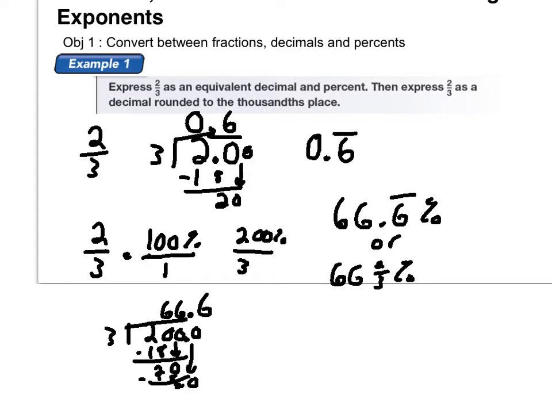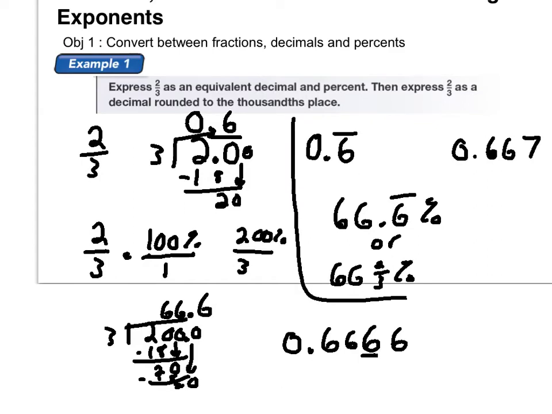Either way. And then we want to express 2/3 as a decimal rounded to the thousandths place. Okay? So I want to take that decimal, 0.6 repeating, and round it to the thousandths place. Well, thousandths place is 3 spots, because here's the tenths place, the hundredths place, and the thousandths place. And if we want to round to this place right here, we need to go 1 extra spot. What's the 6 tell us to do to this 6? Well, we round it up. Okay, so it becomes 0.667 as a rounded decimal.